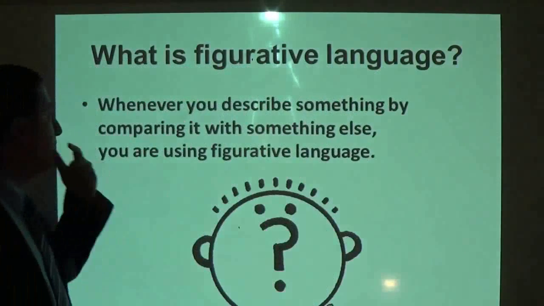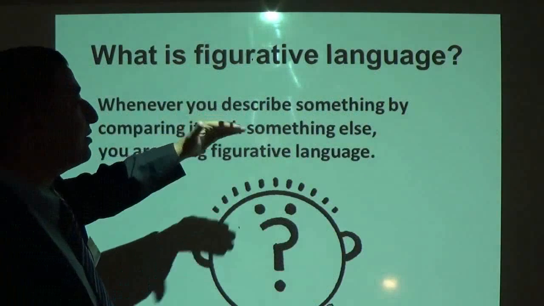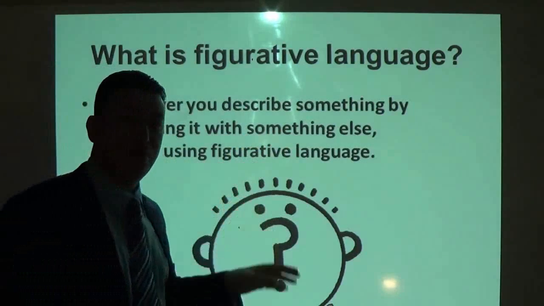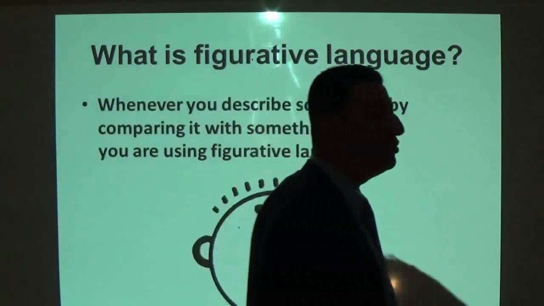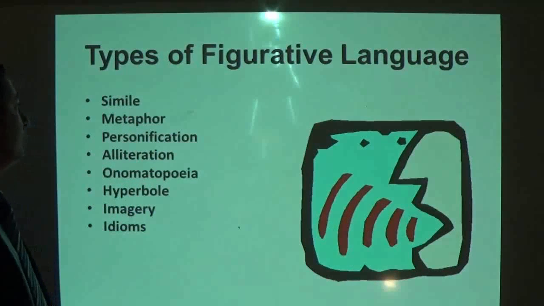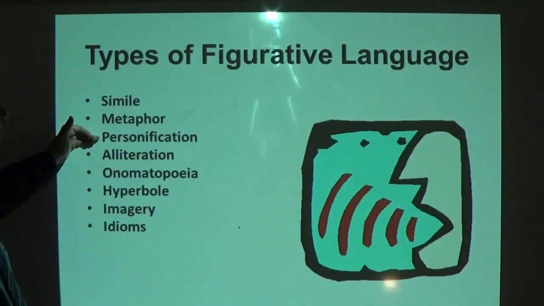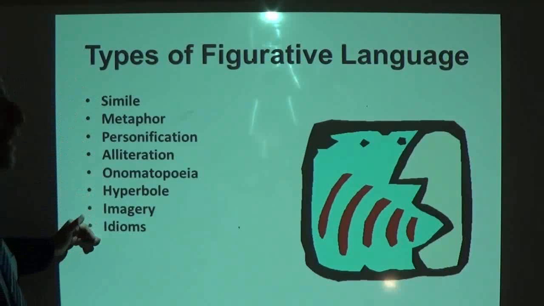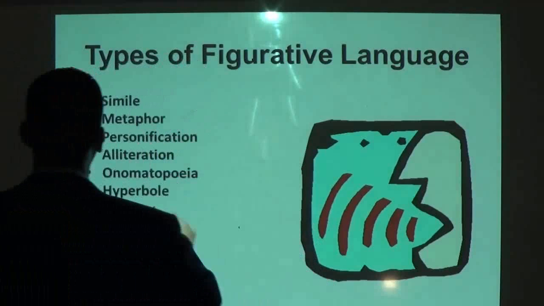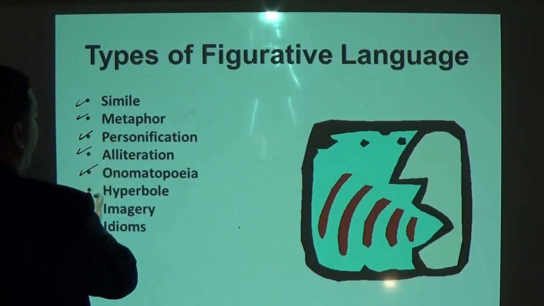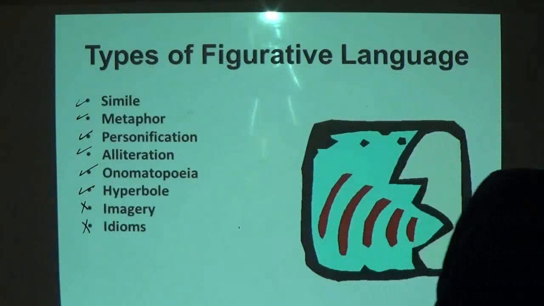What is figurative language? Whenever you describe something by comparing it with something else, you are using figurative language. It's still not clear, so I'm going to show you more. Here are the types of figurative language: simile, metaphor, personification, alliteration, onomatopoeia, hyperbole, imagery, and idioms. We are going to speak about simile, metaphor, personification, alliteration, onomatopoeia, and hyperbole. The others we are not going to speak about, okay?